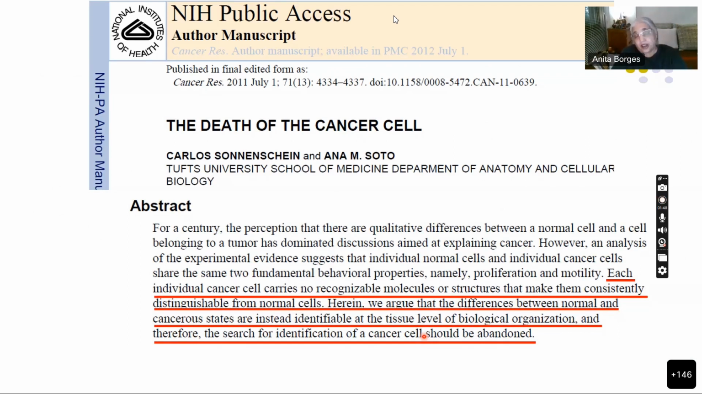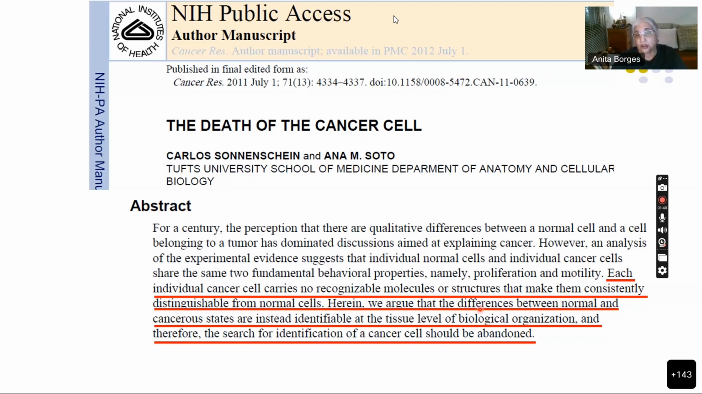And this was a very tongue-in-cheek paper, but it was quite influential, which said that each individual cancer cell carries no recognizable molecules or structures that make them consistently distinguishable from normal cells. Why? Because normal cells, when you put them at a different site, become cancers. And there are cells that are frankly cancerous that, when you put them into another environment, do not behave as cancers. So what is that one consistent thing that says that if it is there, it will be a cancer? The answer is, it doesn't seem to be that one consistent thing, okay?